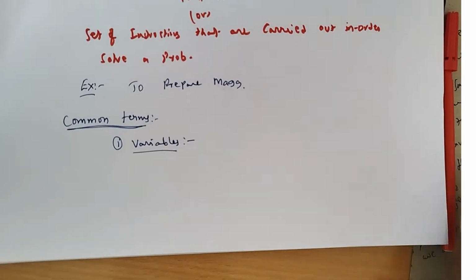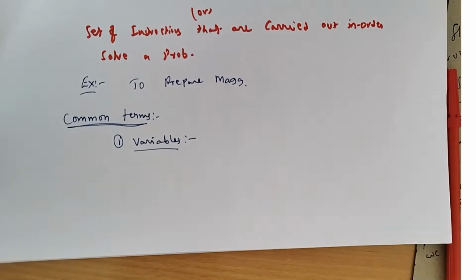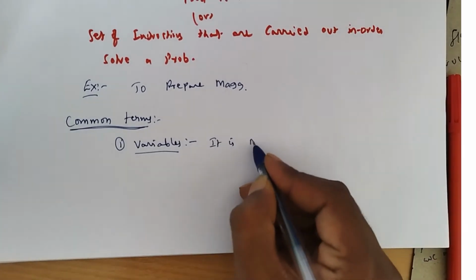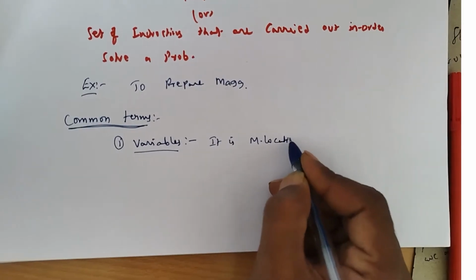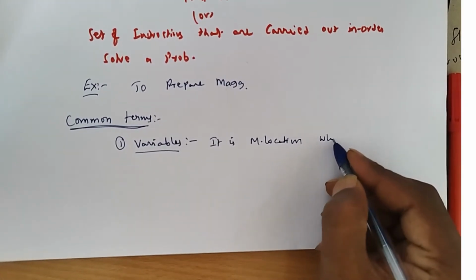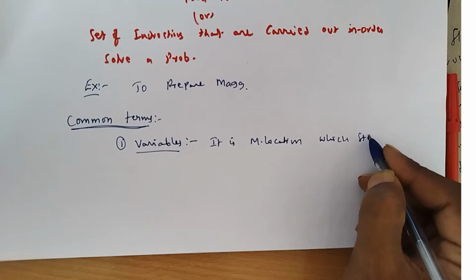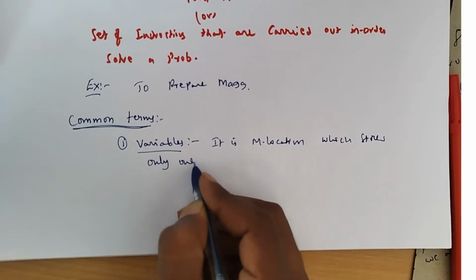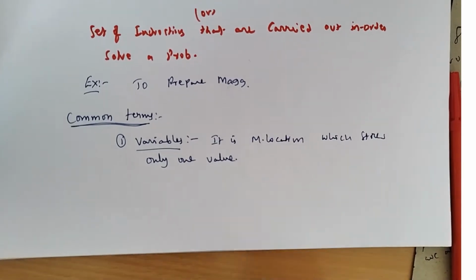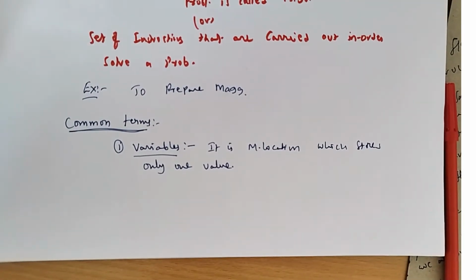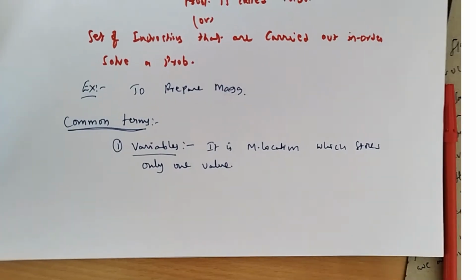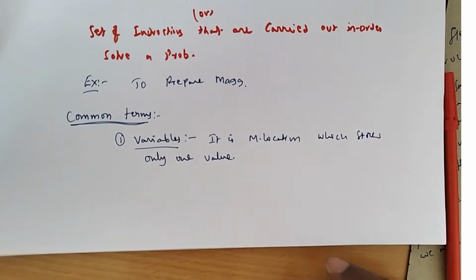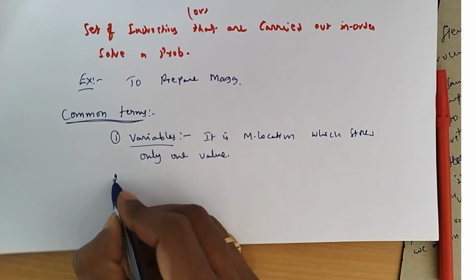What is a variable? A variable is nothing but a memory location which stores only one value. It can store only one value at a time. Suppose if you want to store another value, the previous data will be overridden. It can store only one value.